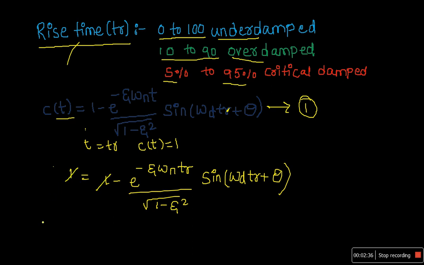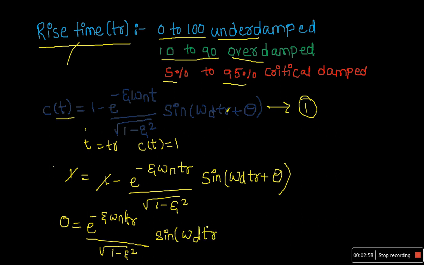So we are left with 0 equal to e power minus zeta omega n tr by under root of 1 minus zeta square, sine omega d tr plus theta. So here the sine omega d tr plus theta term is the steady state term, and the e power minus zeta omega n tr divided by under root of 1 minus zeta square term is the transient term.